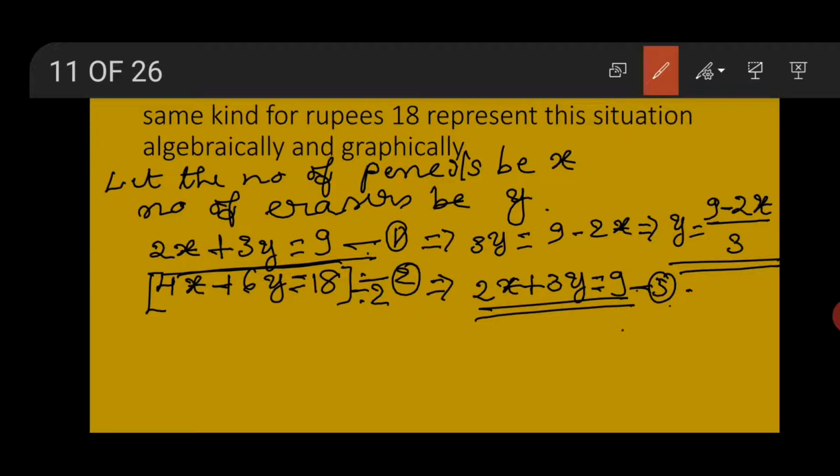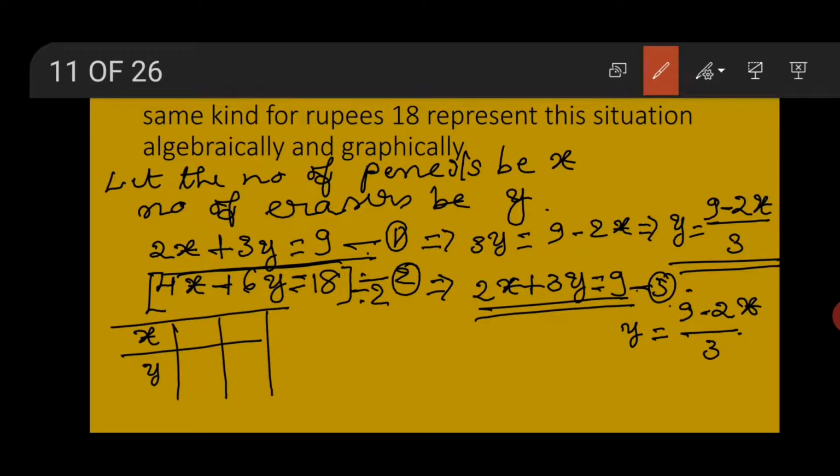So again I will write y is equal to 9 minus 2x divided by 3. So plot the value table, right here x, take any value for x here. What is y? y is equal to 9 minus 2x divided by 3. So take the value of x as 0. Then what is the value of y? y is 9 minus 2x divided by 3. See, this x value is 0. So 2 into 0 is equal to 0. 9 by 3 is equal to 3.